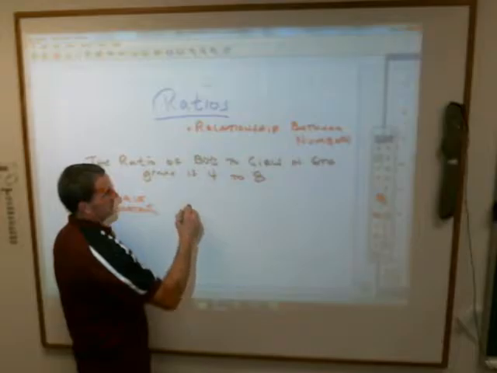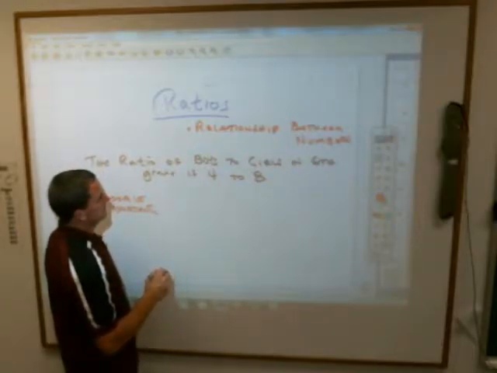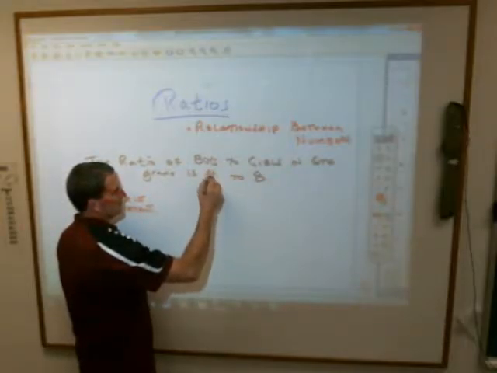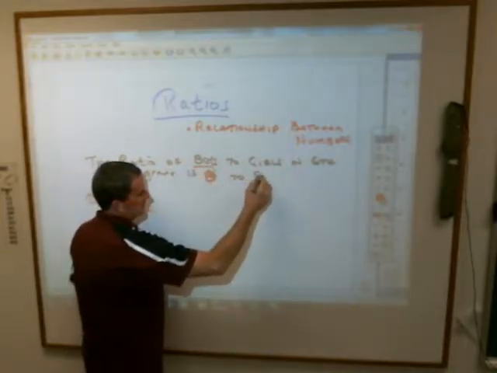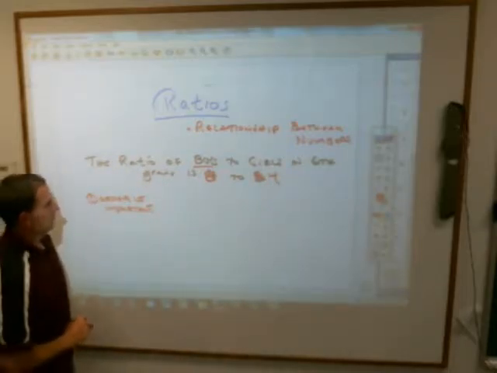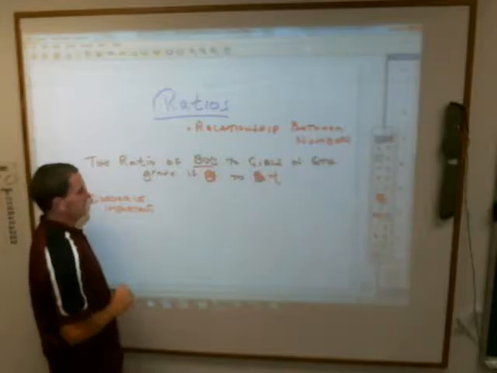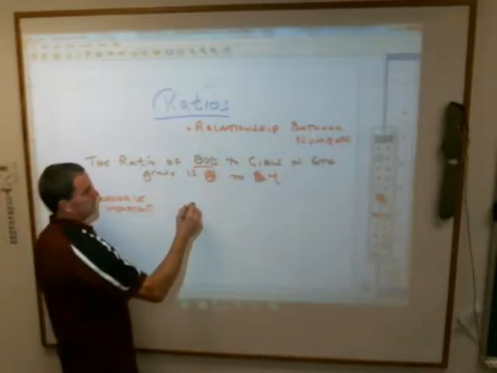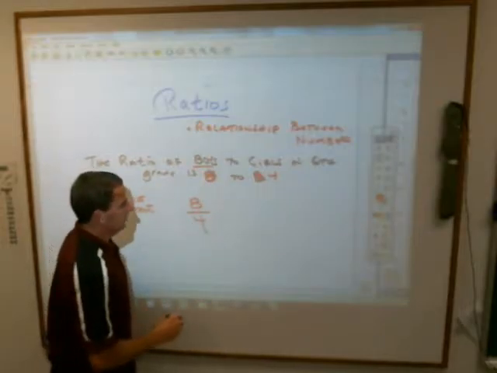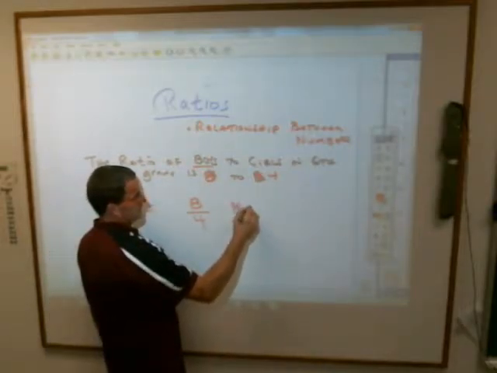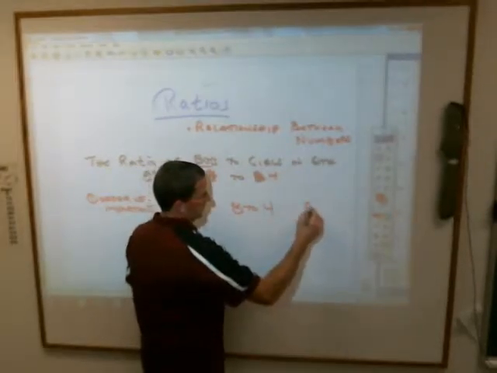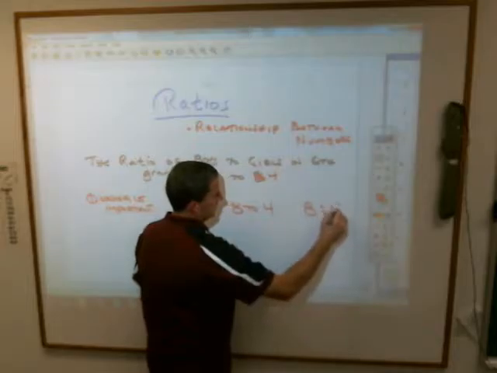Boys to girls, there are, wait, how many girls are there? 4. Oh, sorry, I have this backwards now, because order is important. Because I gave boys first, boys have to be first there to girls. The ratio of boys to girls is 8 to 4, so it would be written like this, 8 over 4. Or you can use the words and say 8 to 4. Or sometimes you'll see it with a colon between it, 8:4.